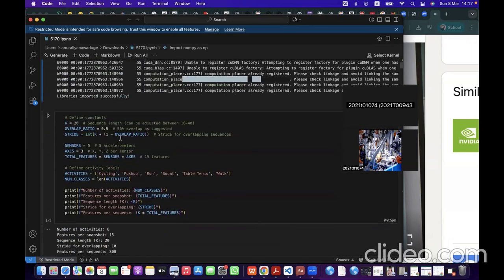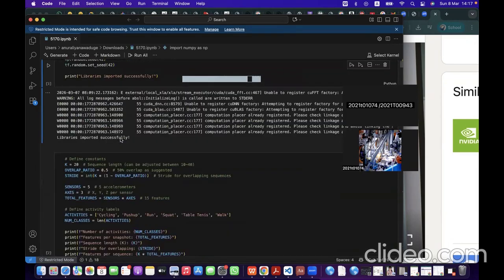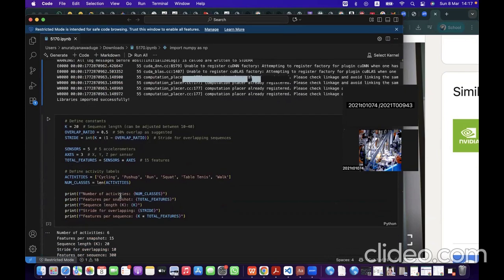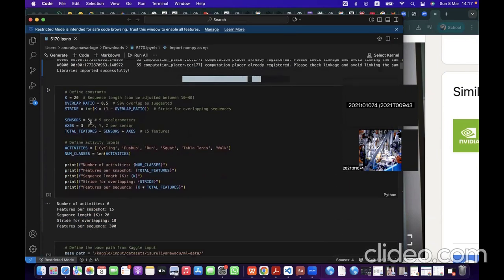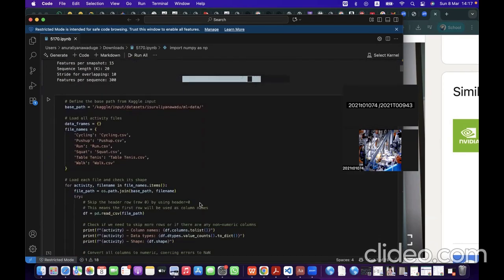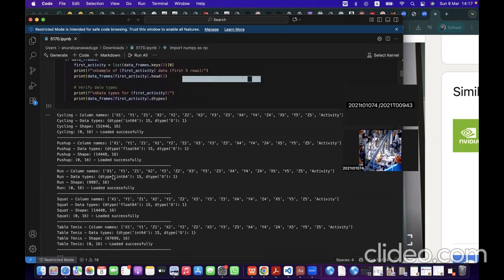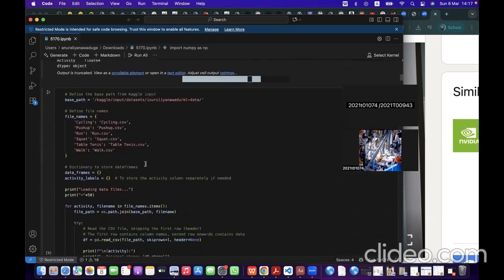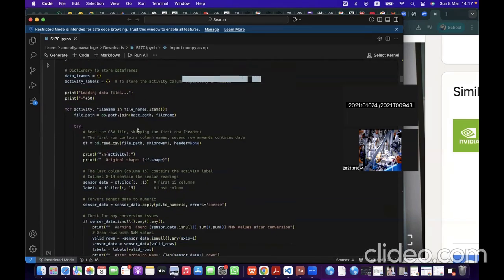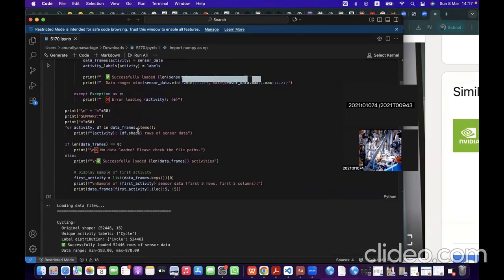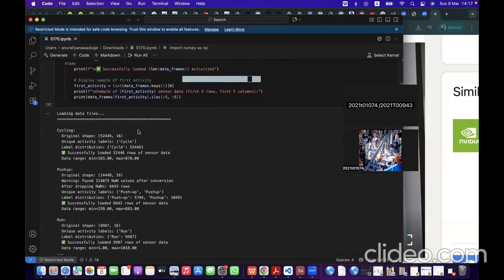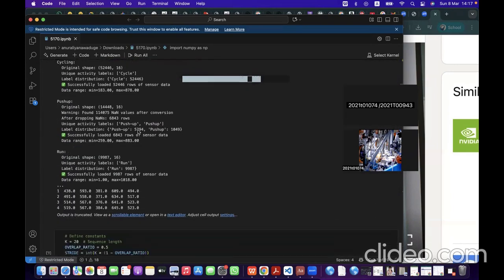Let's go to the training results. You can see I have included the libraries first, then I have called the datasets, and first I have classified them into 6 classes. Then I import the dataset as CSV files and read them. You can see it loaded successfully. I have loaded cycling, push up, run, likewise.